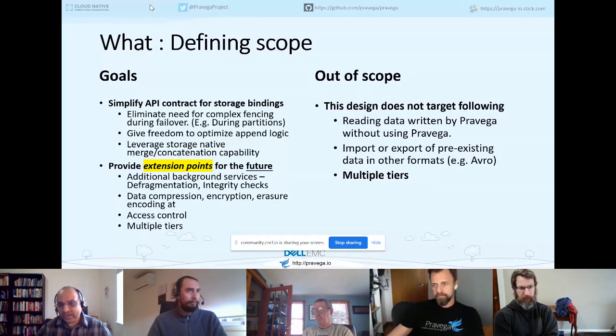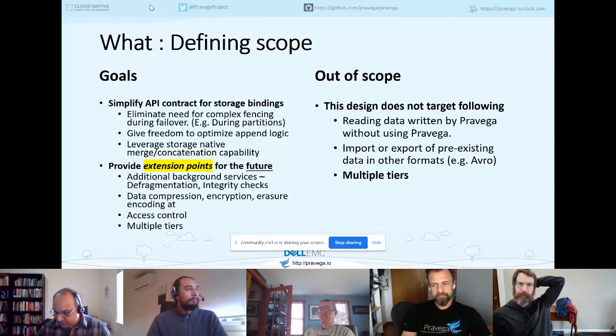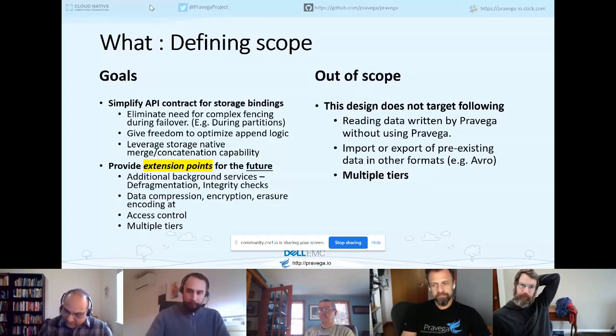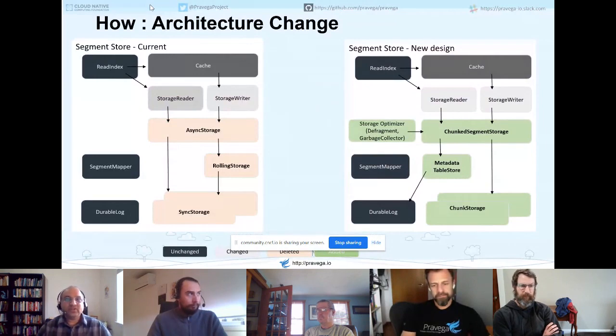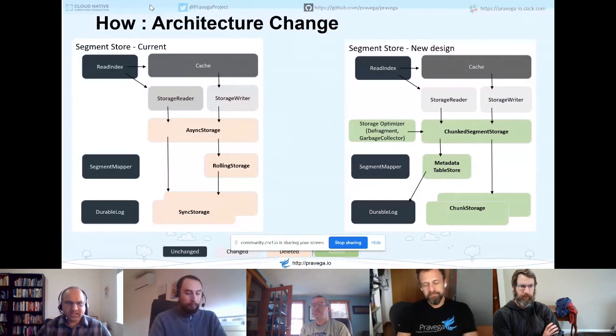We are still requiring Pravega to read data from Pravega. We are not talking about exporting and importing pre-existing data in other formats. For example, Avro, multiple tiers, at least for short term, it's out of scope. So with that background, we talked about what SLTS is trying to solve. Now let me talk a little bit about how SLTS solves that problem. On the left, you have segment store current architecture, and on the right, we have a new design.